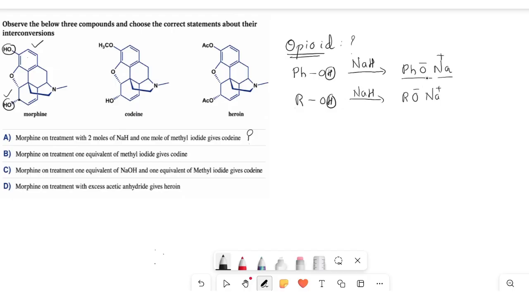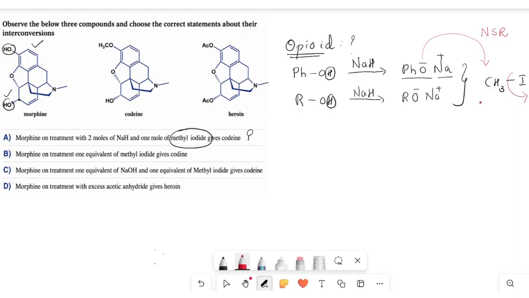Now, when these two are reacted with methyl iodide, what will be the general reaction? This is a nucleophilic substitution reaction. How do you know that? See, this is a nucleophile. It should attack here, and iodide should leave. So it is a simple nucleophilic substitution reaction. But we have two nucleophiles. Which is going to react? That depends on the nucleophilicity.